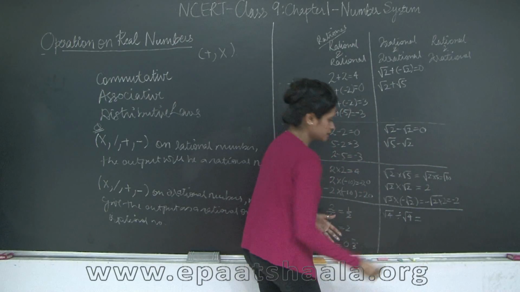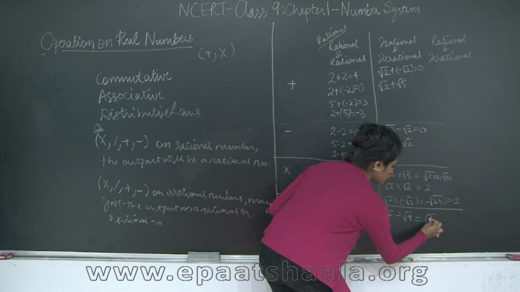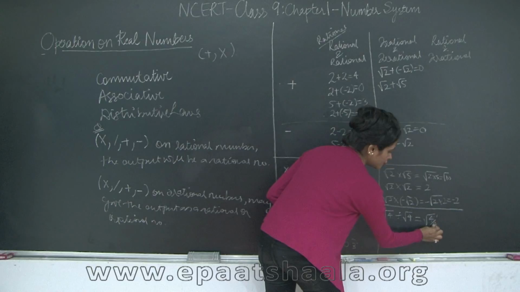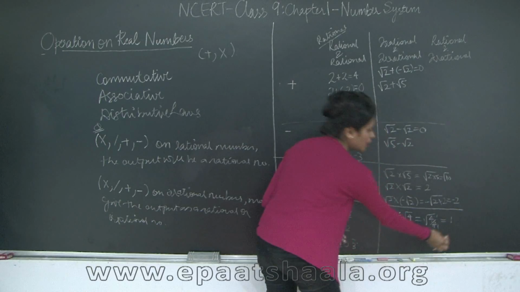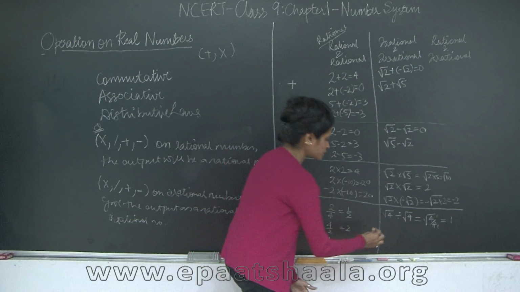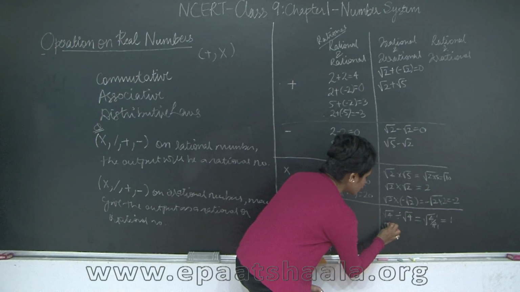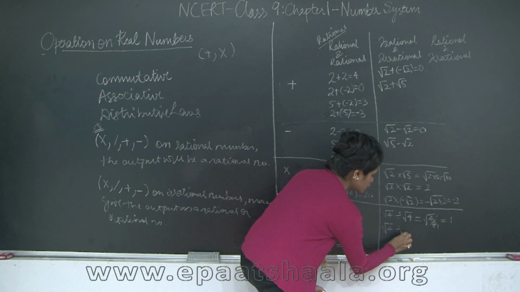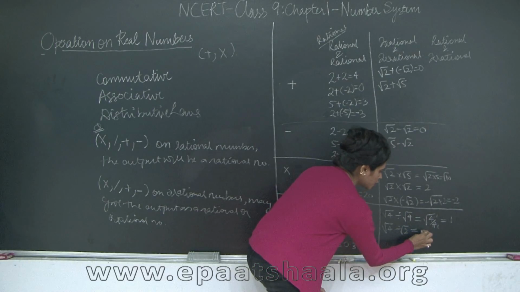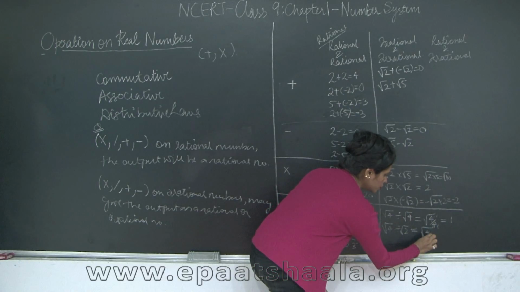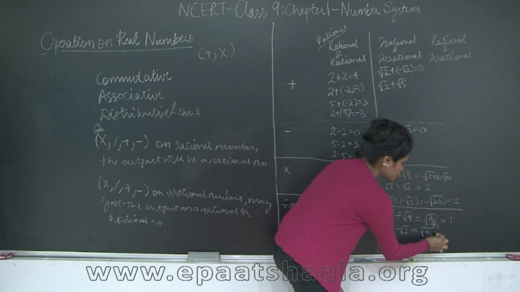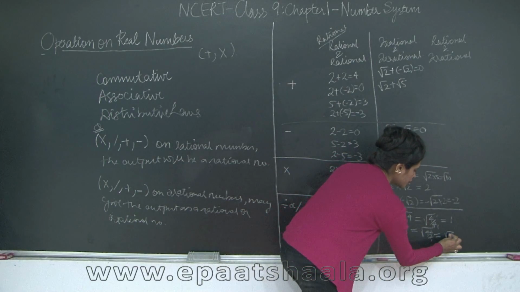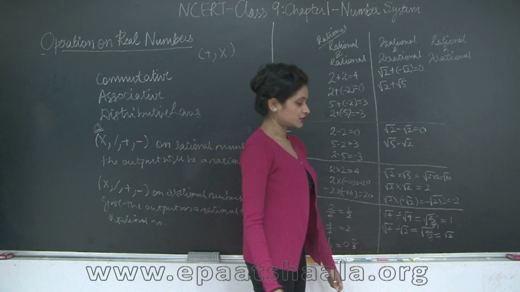What do I get? This will be equal to root of 4 upon 4. So 4 ones are 4 and 4 ones are 4, which is going to give me 1. 1 is my rational number. But what if I take root 4 divide by root 2? I get root 4 upon 2, which is 2 ones are 2, 2 twos are 4. So this is going to give me root 2, which is an irrational number.